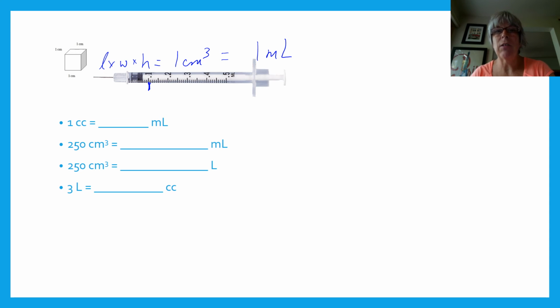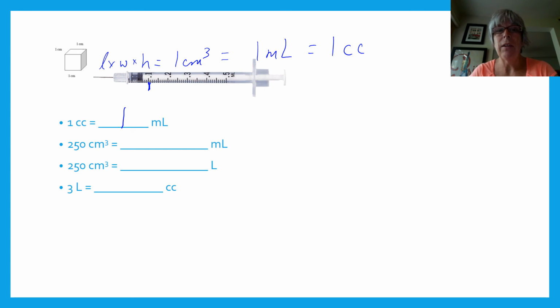I get these syringes every once in a while when I take my cat to the vet. They'll give me a syringe and they'll tell me you have to give your cat 2 cc's of medicine. Well, it doesn't matter if my syringe is marked in cc's, in cubic centimeters, or in milliliters, because they are all equivalent units of measure. So 1 cc is equivalent to 1 milliliter.